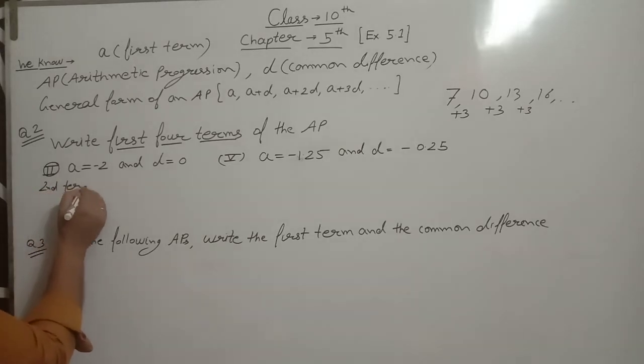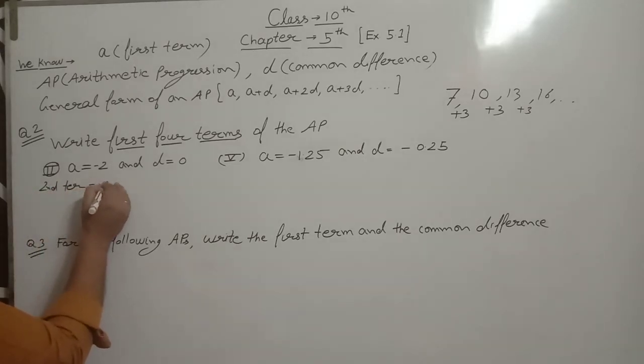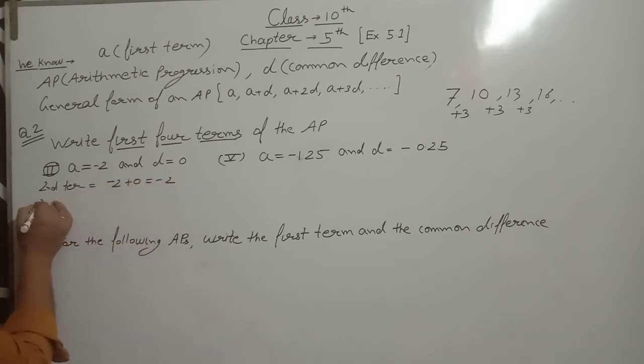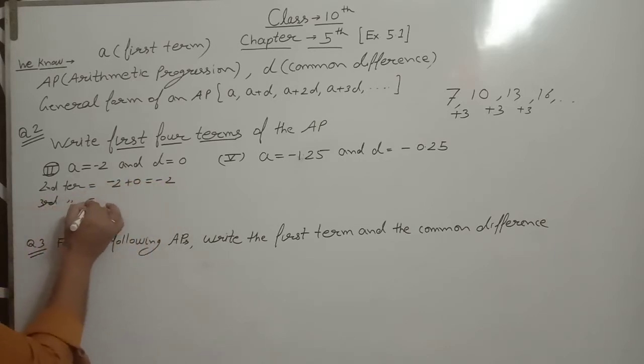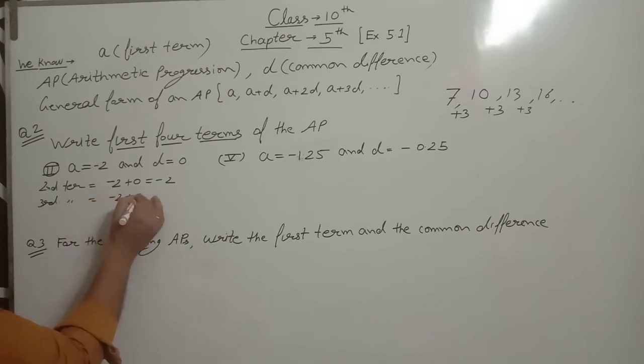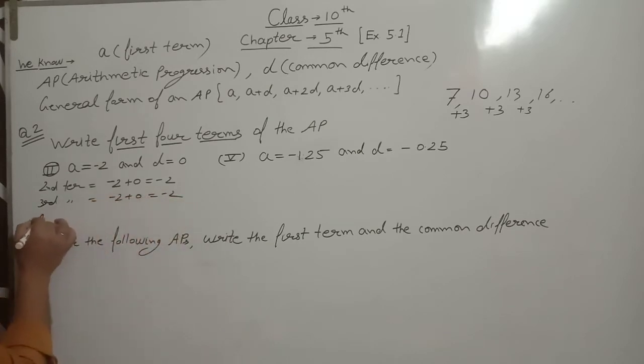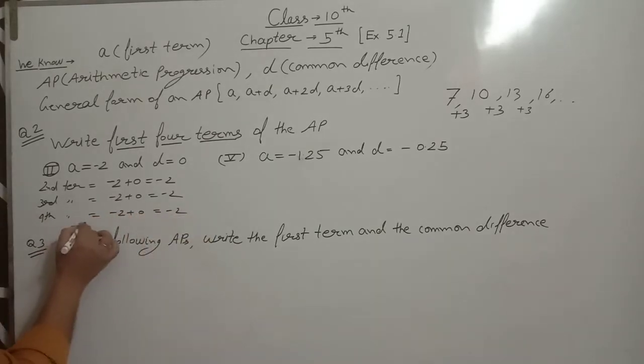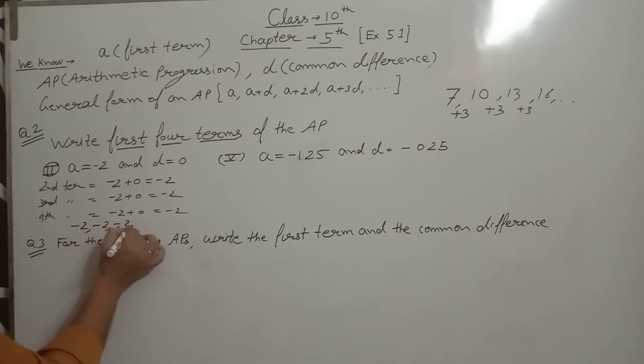Second term: -2 plus 0, it means also -2. Third term: -2 plus 0, again -2. And the fourth term: -2 plus 0, again -2. So the first 4 terms are -2, -2, -2, -2.